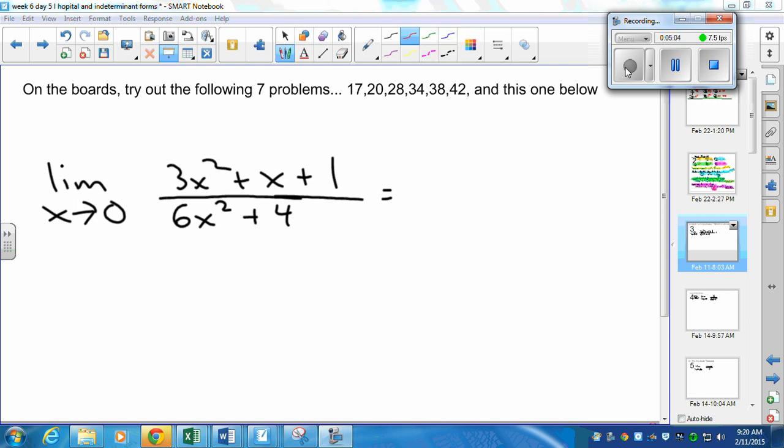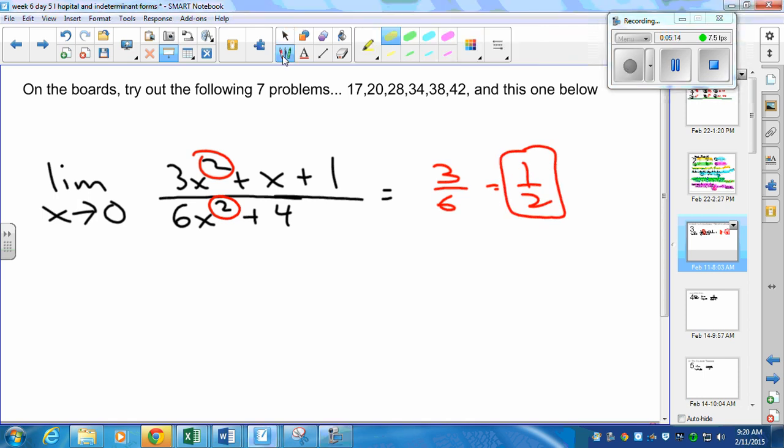This is a Calc 1 thought. Hey, the degree on top is 2, the degree on bottom's 2, they're equal, so it goes to 3/6, which is 1/2. Because all you're doing is looking at the coefficients in front. Since the degree on top and bottom are the same, 3/6 is the ratio of leading coefficients, which is 1/2. That's what I taught you in Calc 1.